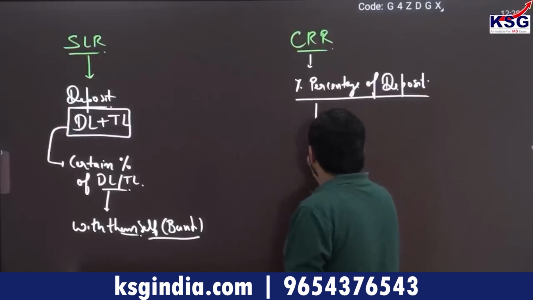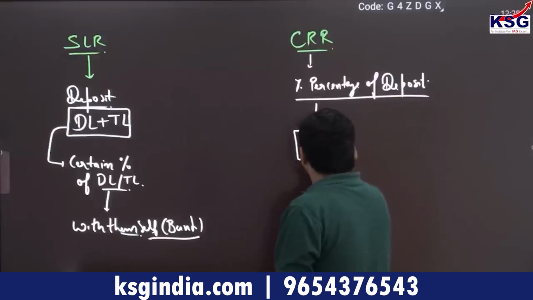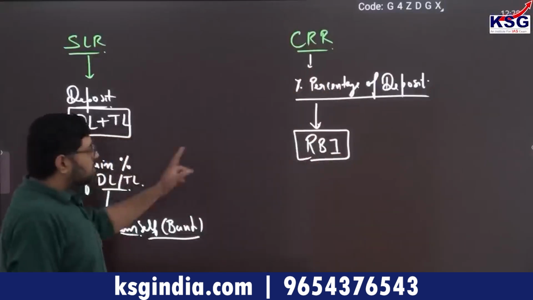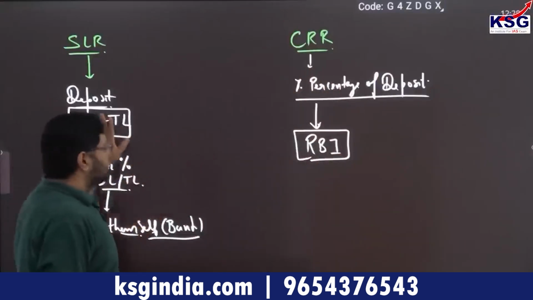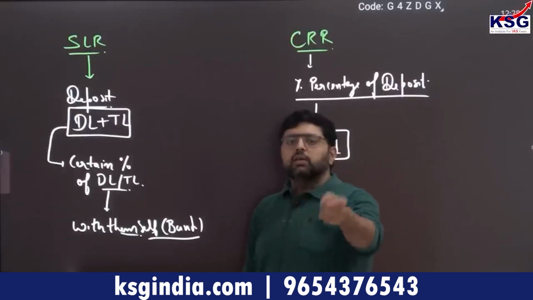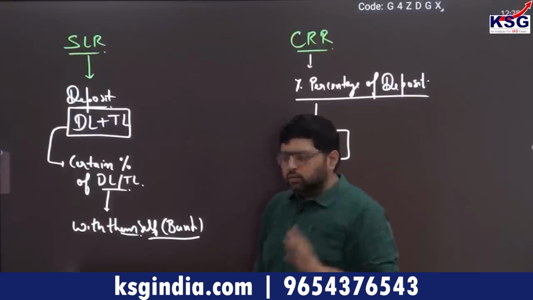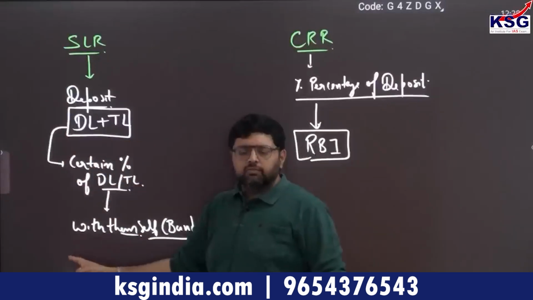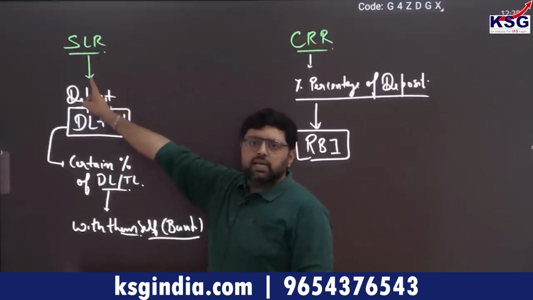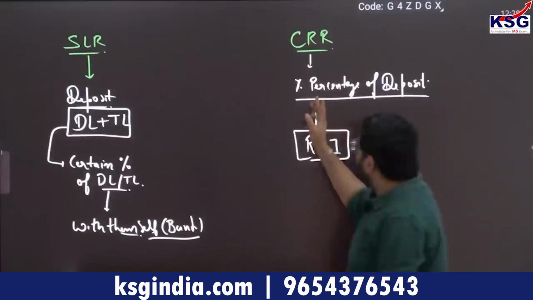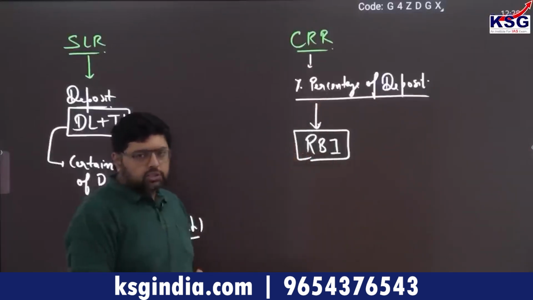Whereas CRR is a certain percentage of deposit that banks have to maintain with RBI. First you must know that in both cases you are maintaining a certain percentage. If you maintain it with the bank itself, that is called SLR. When a certain percentage of deposit has to be maintained with RBI, that is called CRR. So this is the first thing.